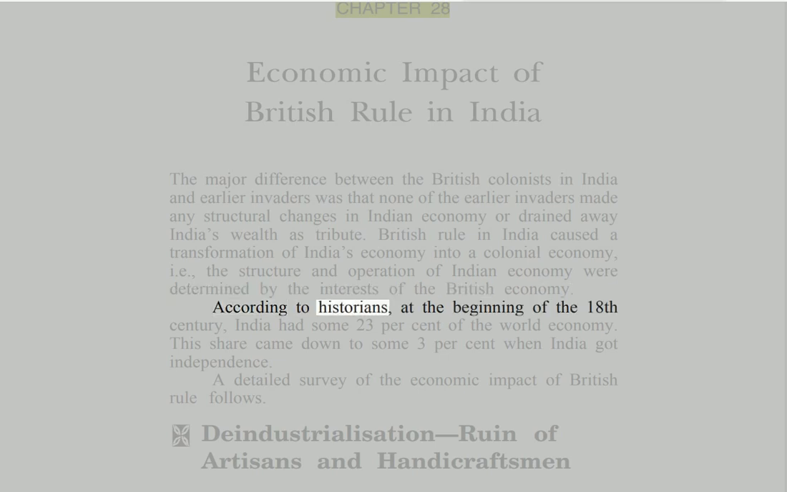According to historians, at the beginning of the 18th century, India had some 23% of the world economy. This share came down to some 3% when India got independence. A detailed survey of the economic impact of British rule follows.